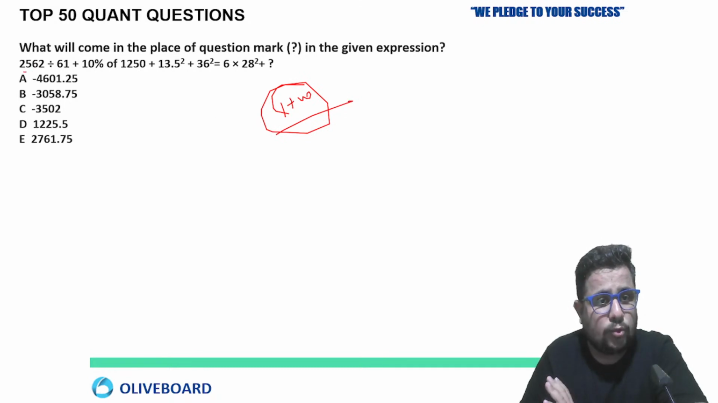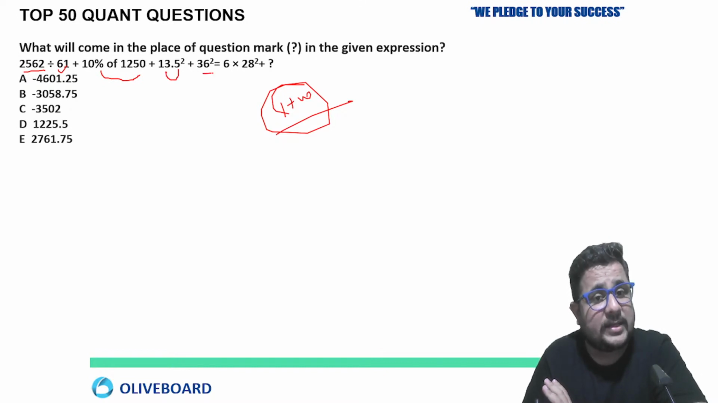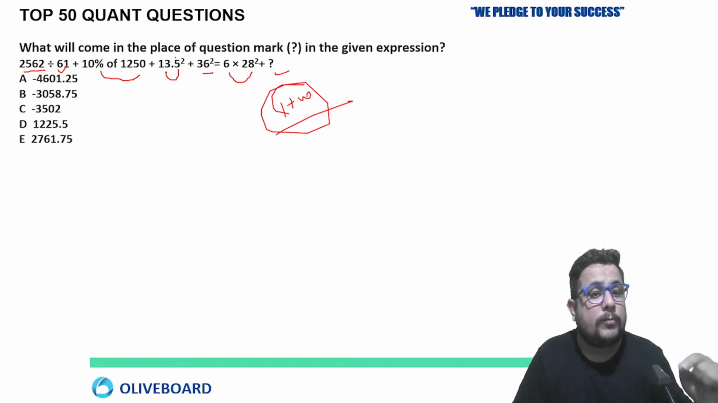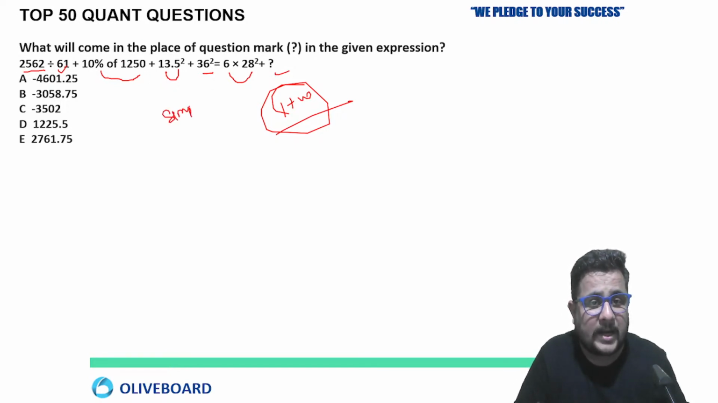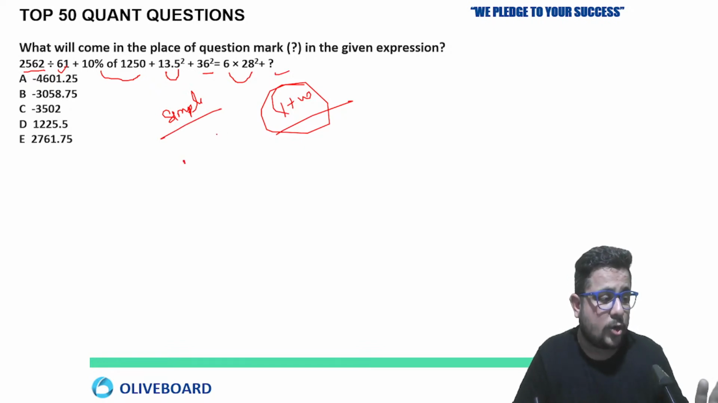Now this one is homework for you all. As you can see, 2562 divided by 61 plus 10% of 1250 plus 13.5 squared plus 36 squared equals 6 multiplied by 28 squared plus question mark. You have to mention the timing, how much time you took for this question. This is the last question of this simplification part. So this is homework for you all. Just take the screenshot.